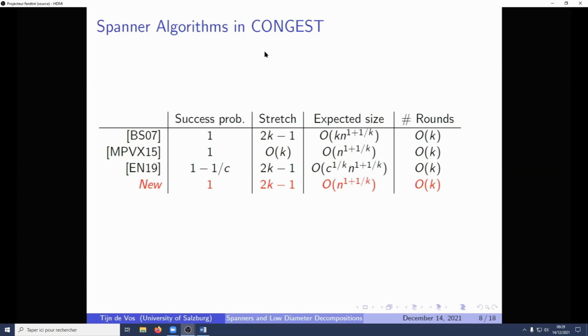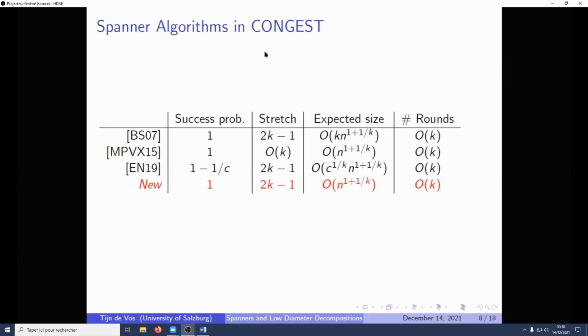A few things to notice maybe is that the number of rounds is always the same. There's a good reason for that. So the number of rounds is, of course, approximately the same. There are some constant factor changes. But the reason for this is that all of these algorithms are clustering algorithms, meaning we grow some clusters that have low radius, and then we connect the clusters, and together that forms a spanner. Especially the last three are ball growing algorithms.